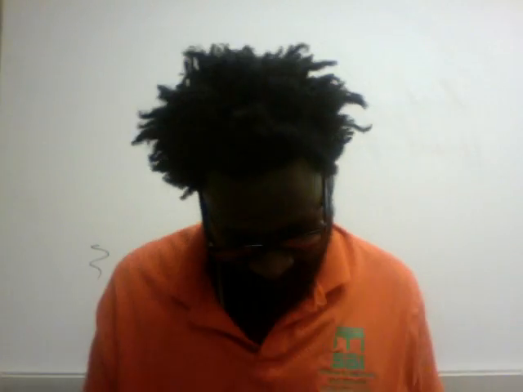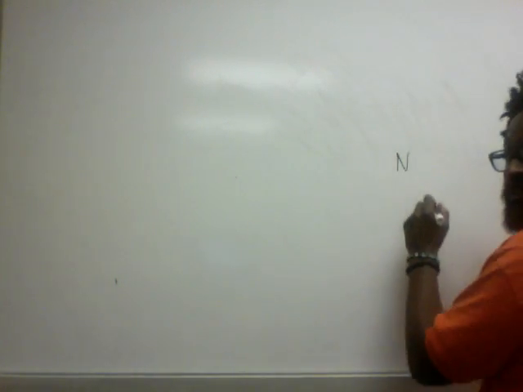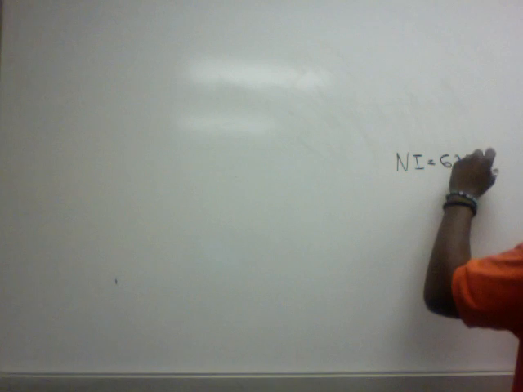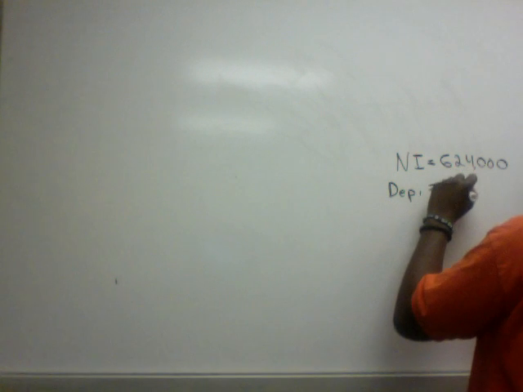With that, let's look at a particular problem. This problem tells us that we're using the indirect method for our operating activities. Net income for the period is $624,000, and it says that depreciation is $87,000.